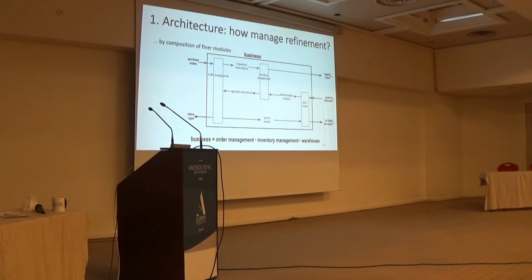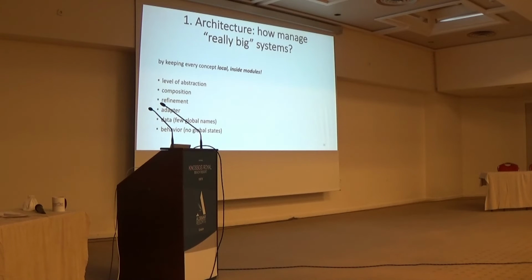Okay, so refinement means just you have finer things and compose them, and the composed thing is then a composition of three local components. Okay. So, how to manage really big systems, and that was the work of Internet of Everything.